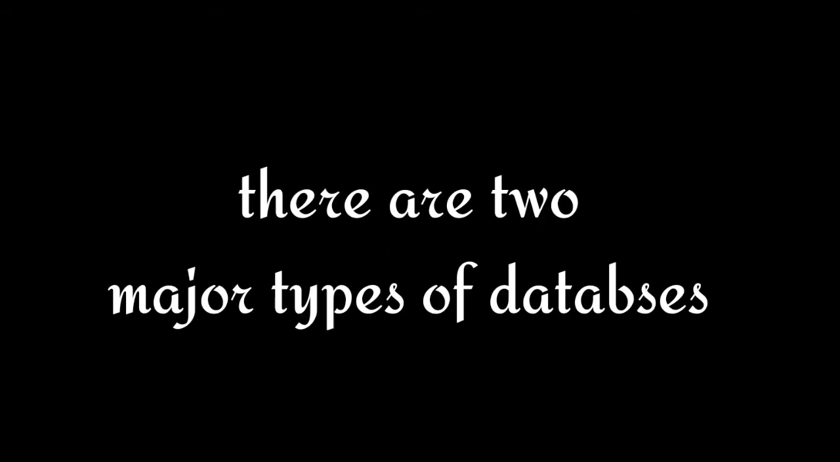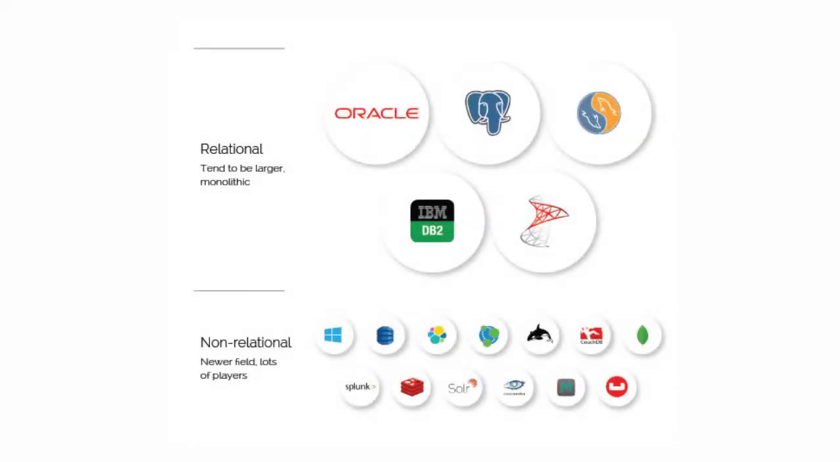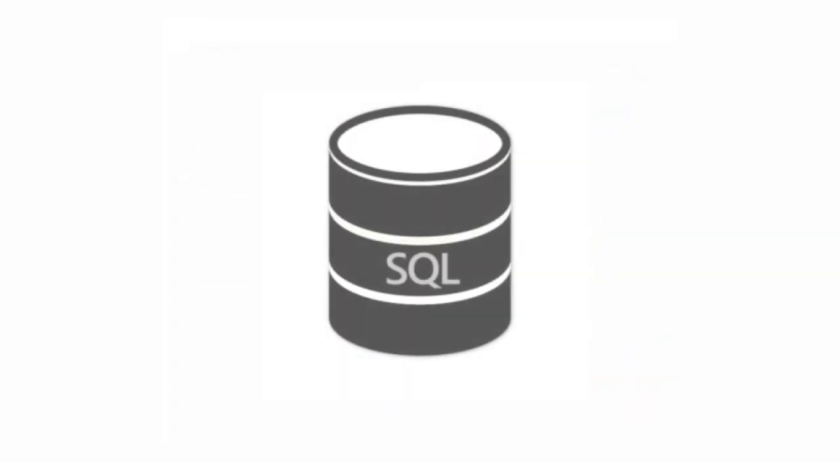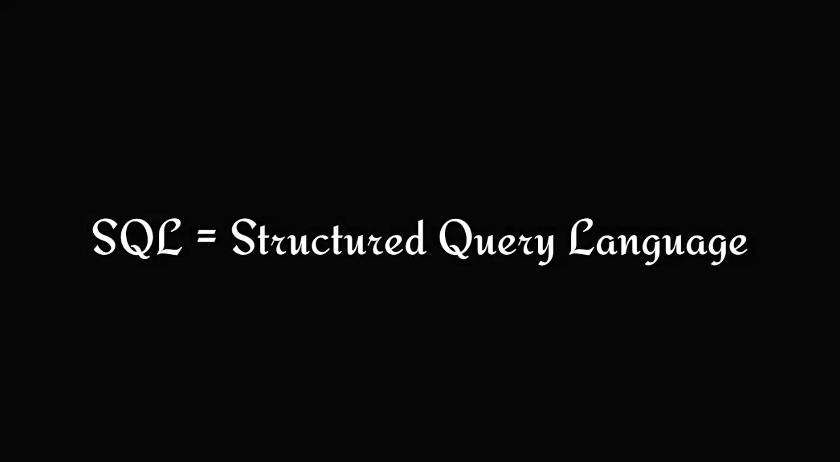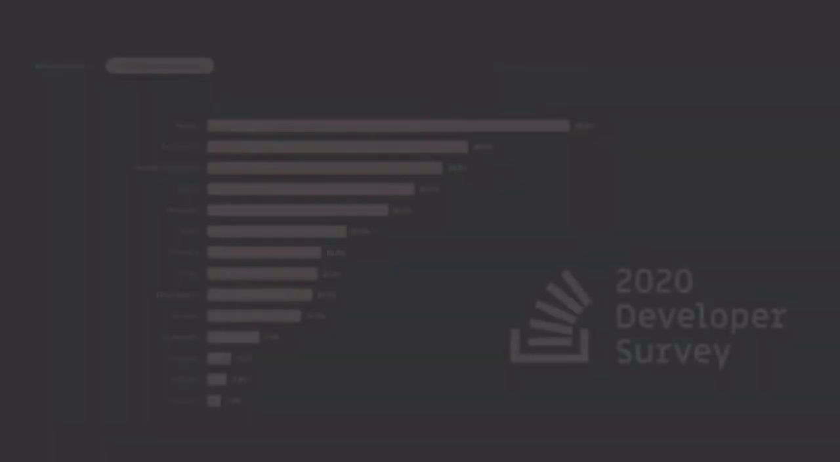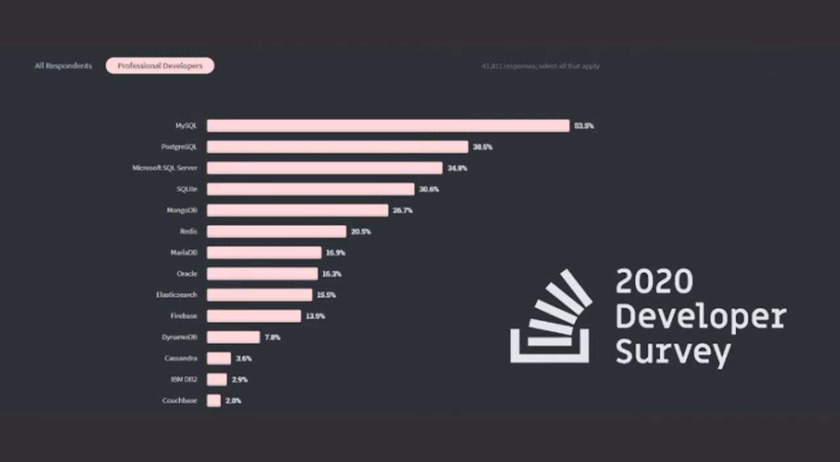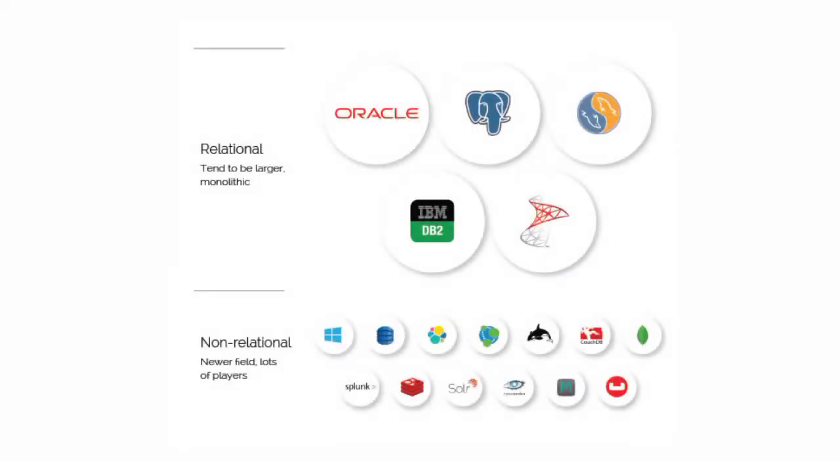Now let's move on to other major types of databases. There are two major types of databases: relational databases and non-relational databases. Relational databases are basically SQL databases. SQL stands for Structured Query Language. They have been major players in the game for a few decades, so relational databases are more mature as compared to non-relational databases.